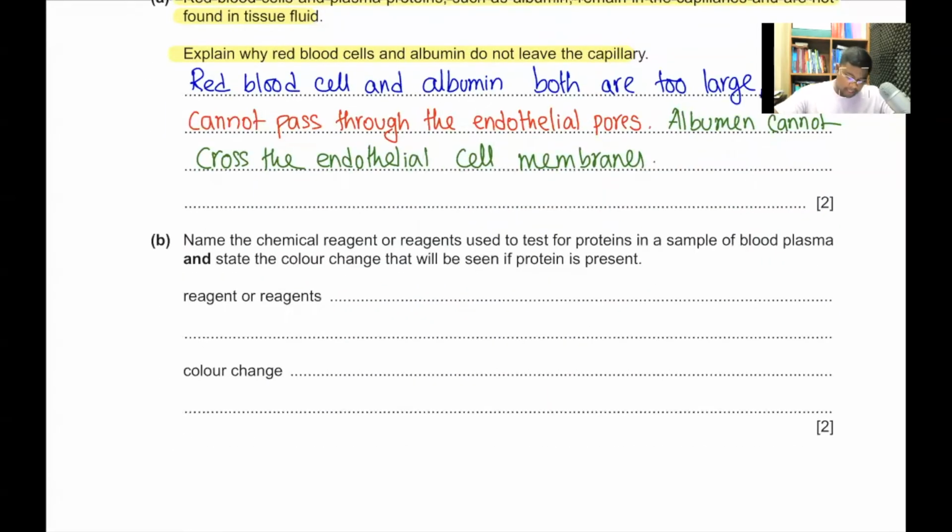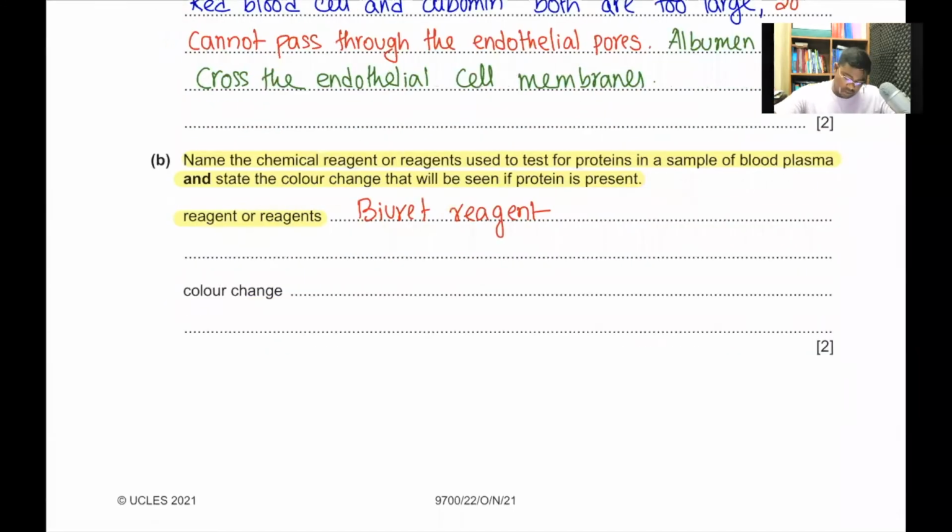Question part B. Name the chemical reagent or reagents used to test for protein in a sample of blood plasma and state the color change that would be seen if protein is present. Reagent or reagents. So basically we're going to need a biuret reagent. Biuret reagent tests for proteins, and if protein is present, then it will change its color from its initial color of blue to purple.